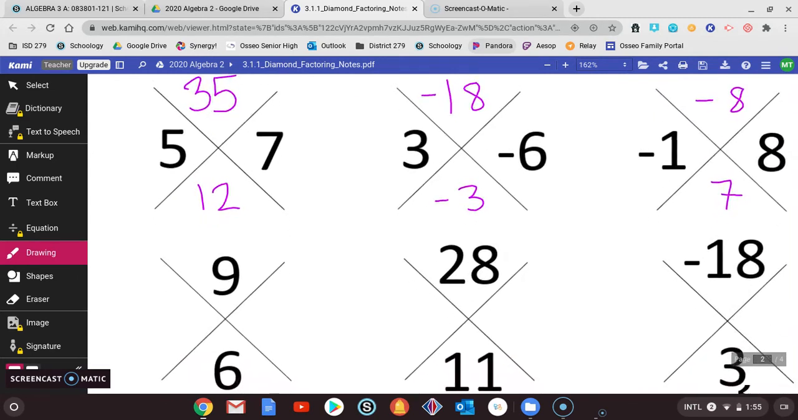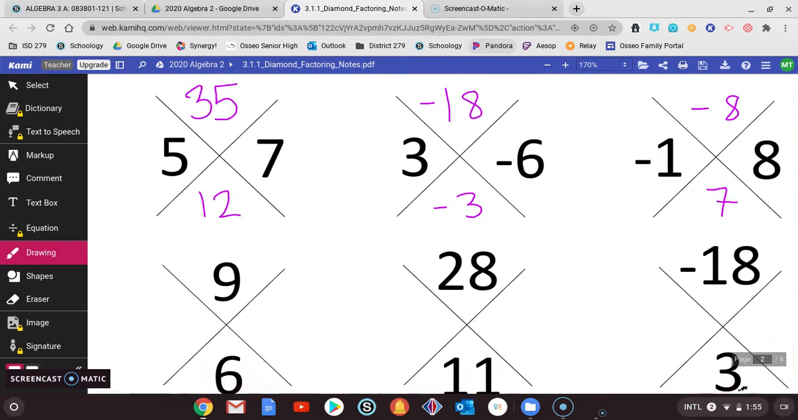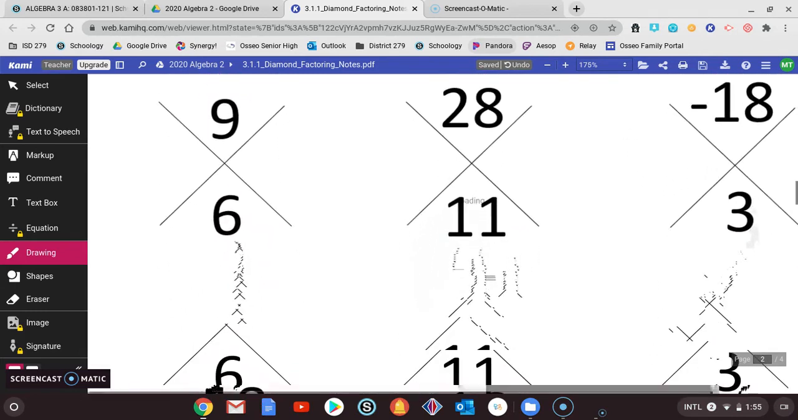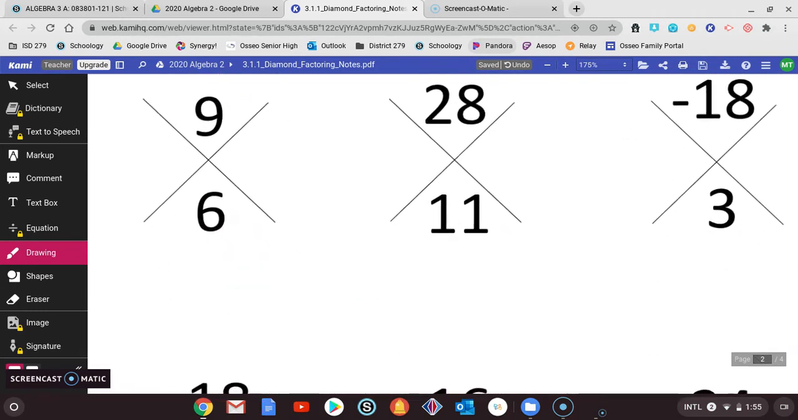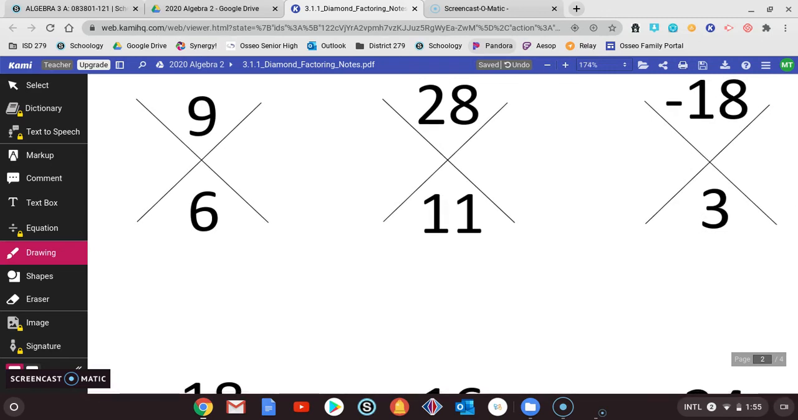All right, so those are my answers. 3 times negative 6 is negative 18. 3 plus negative 6 is negative 3. Negative 1 times 8 is negative 8. Negative 1 plus 8 is 7. Okay, so now here are the trickier ones. You are given the top and bottom, and you need to come up with the two sides.